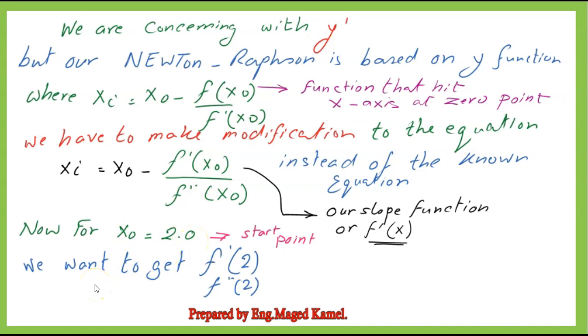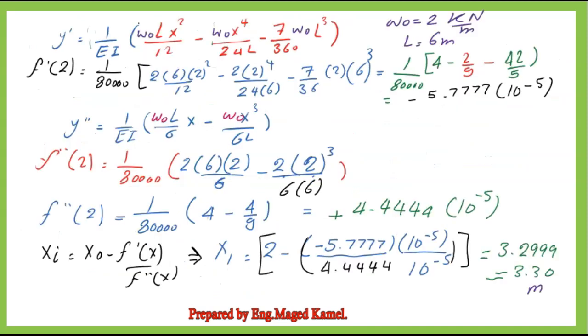In order to apply this equation, we need to find out f dash of X naught equal to 2 and f double dash of X naught equal to 2. We are going to apply it for the two equations. The first equation is Y dash, which equals 1 over EI multiplied by W naught L X squared divided by 12 minus W naught X to the 4 divided by 24L minus 7 over 360 all multiplied by W naught L cubed.